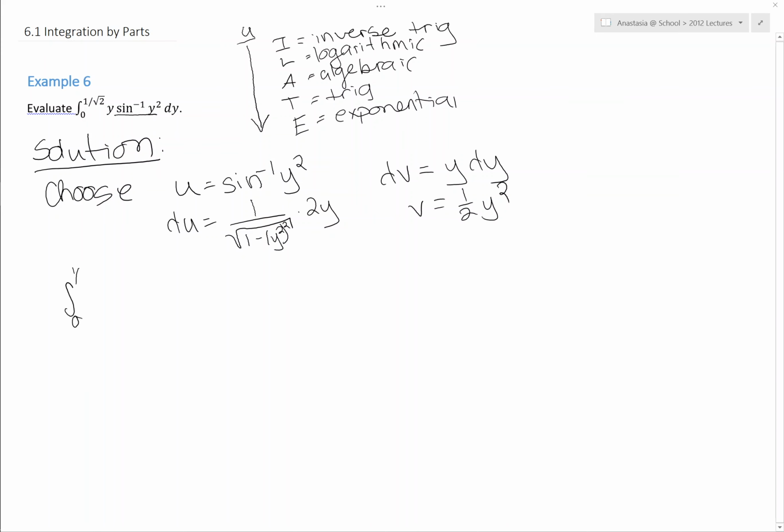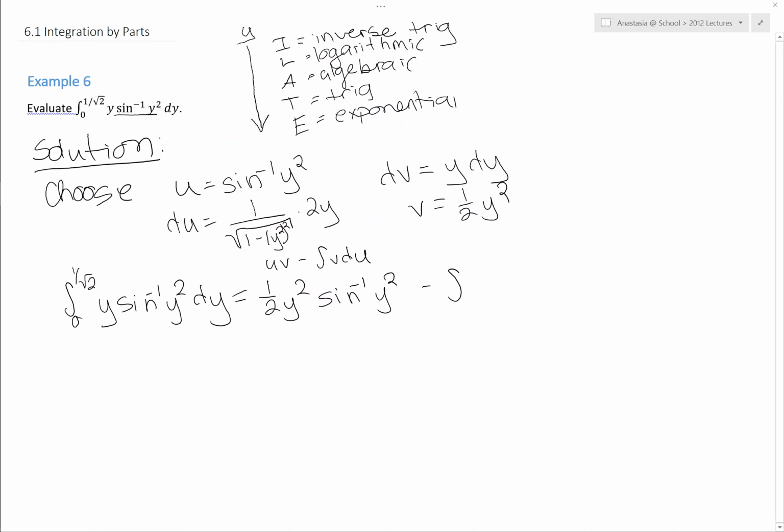So the integral from 0 to 1 over the square root of 2 of y arc sine of y squared dy is going to be uv minus the integral of v du. So u times v is 1/2 y squared arc sine of y squared, and then we have minus the integral of v du, so that is 1/2 y squared times 1 over the square root of 1 minus y squared squared times 2y, and that's a dy. I'm sorry, I missed a dy when I was differentiating u.